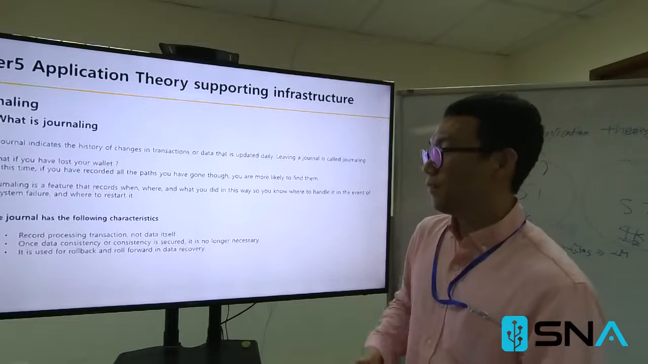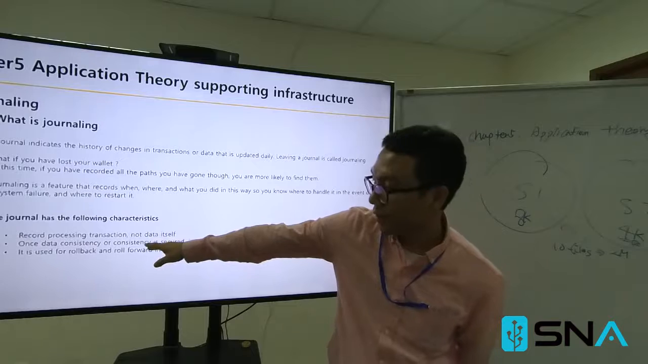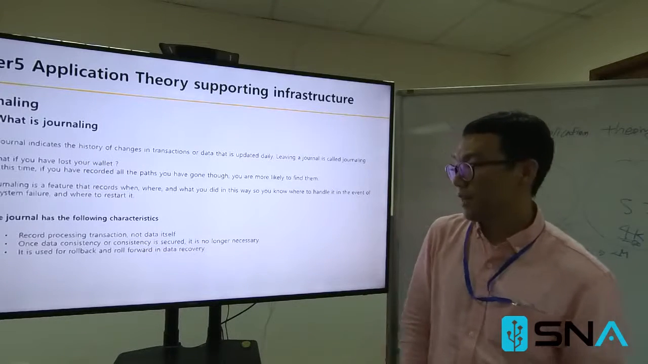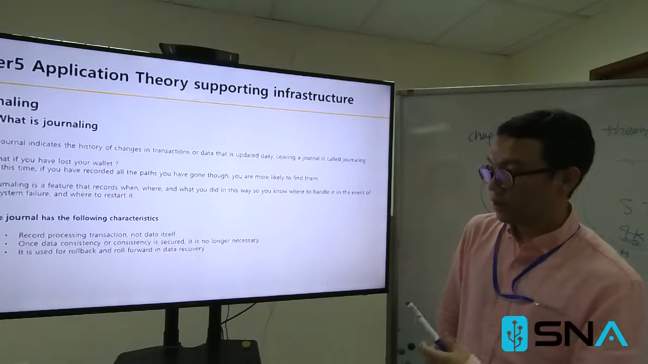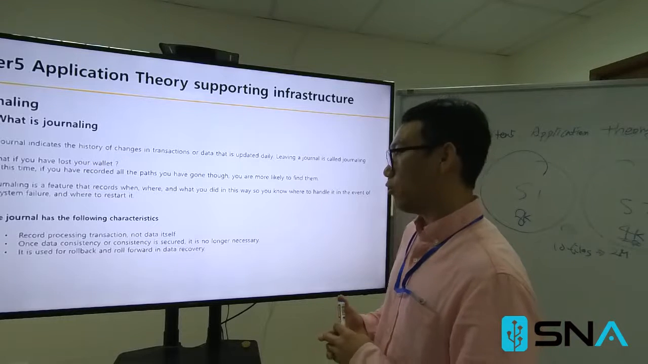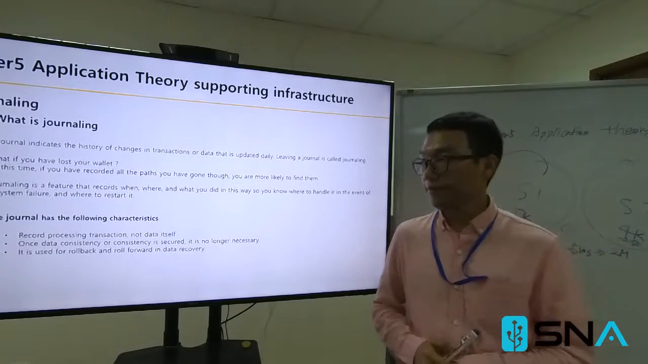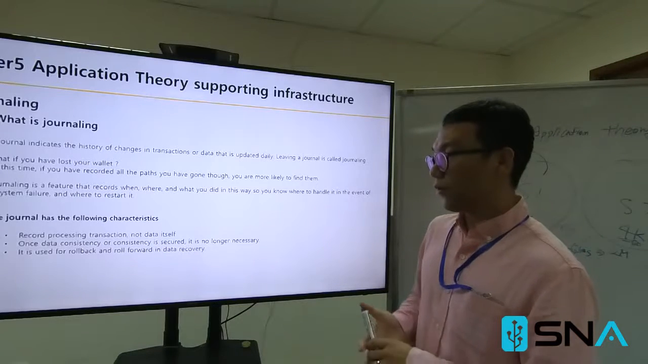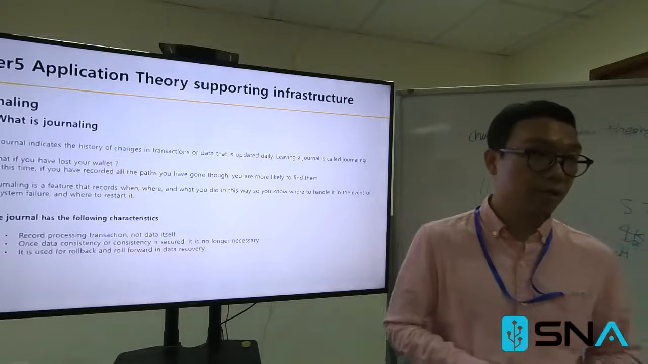The journal has the following characteristics: it records processing, the transaction, not the data itself. Once data consistency is secured, it's no longer necessary. It is used for rollback and roll forward in data recovery.